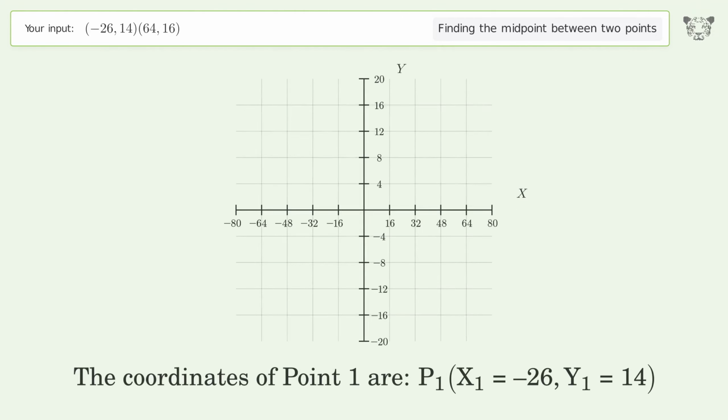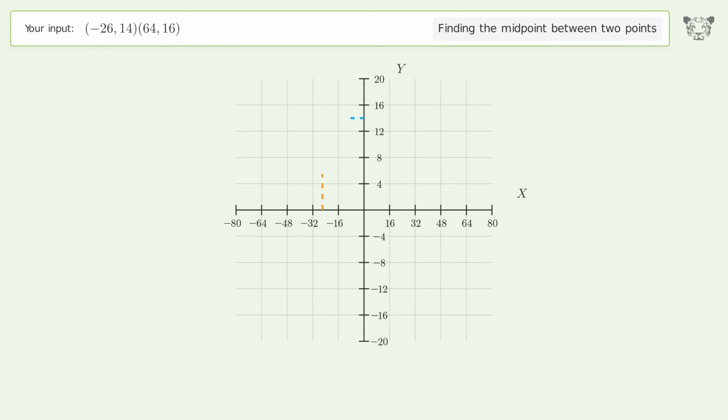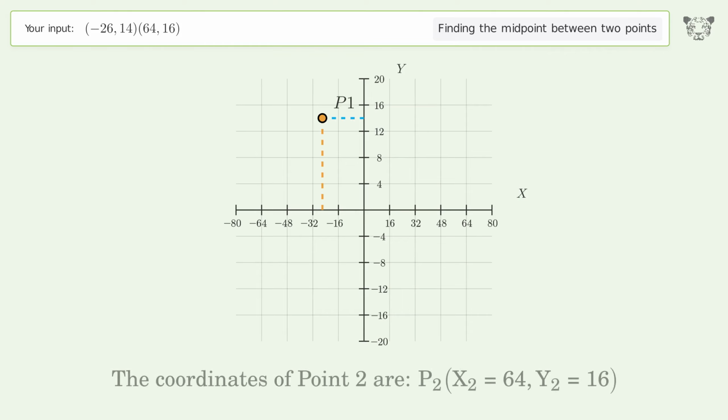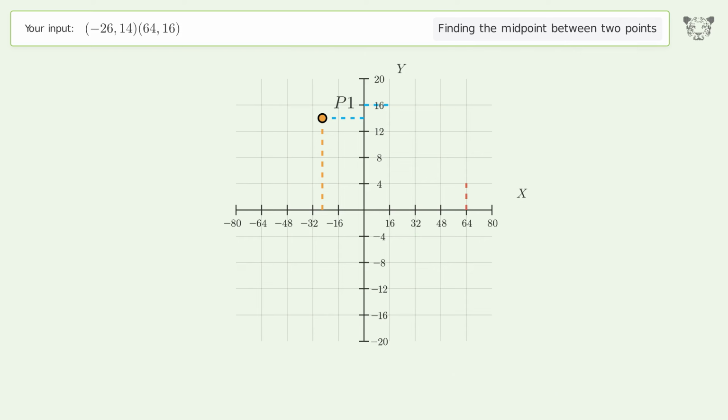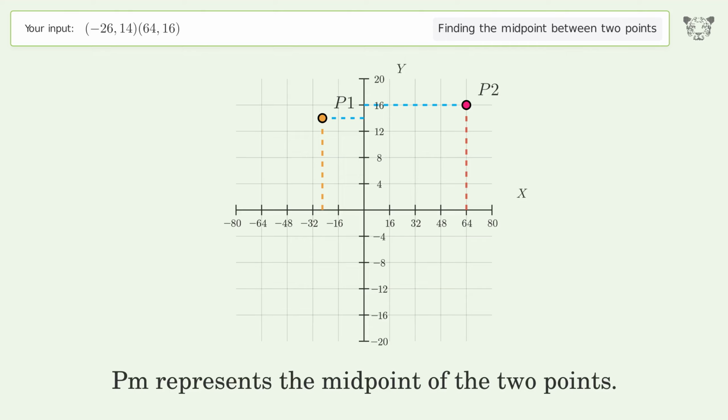The coordinates of point 1 are x1 equals -26, y1 equals 14. The coordinates of point 2 are x2 equals 64, y2 equals 16. PM represents the midpoint of the 2 points.